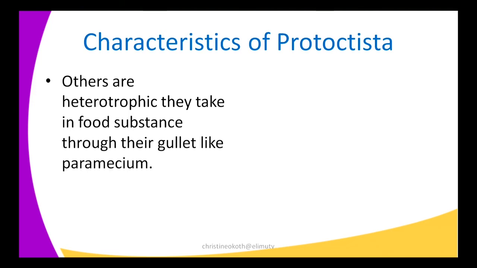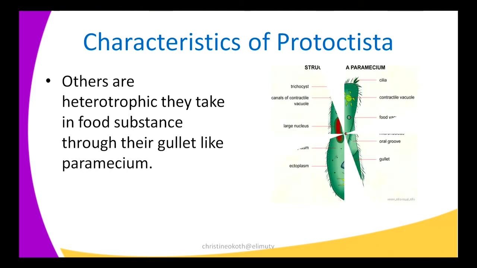Some of them are autotrophs while others are heterotrophs. It means they cannot make their own food. So others are heterotrophic. They take in food substances through their gullet. An example of this organism is Paramecium. Looking at the illustration of Paramecium, it has a gullet. So it uses this gullet to take in food from within the environment. They take in food because they are not in a position to make their own food.